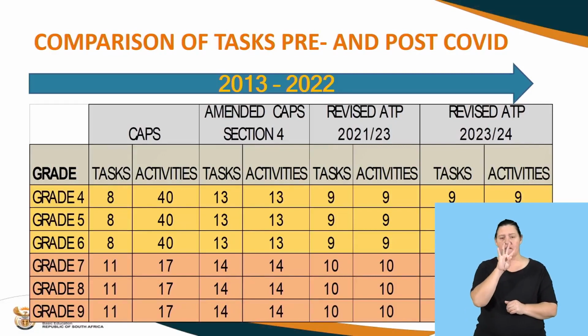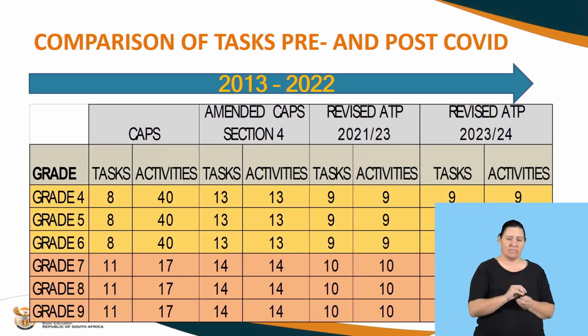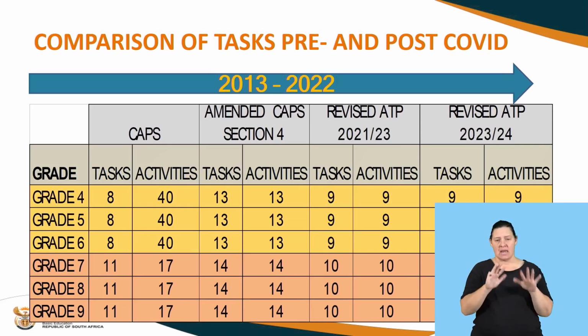So what we did, especially with the intermediate phase, you will notice that in CAPS there were 40 activities altogether that made up those 8 tasks, and we reduced it. In amended CAPS, it became 13. We reduced it to 13 activities. With revised ATPs 21 to 23, it became 9 activities. And now with the recovery ATPs, it's 9. Meaning that those activities were reduced from 40 to 9. And we responded to the call from teachers to reduce tasks.